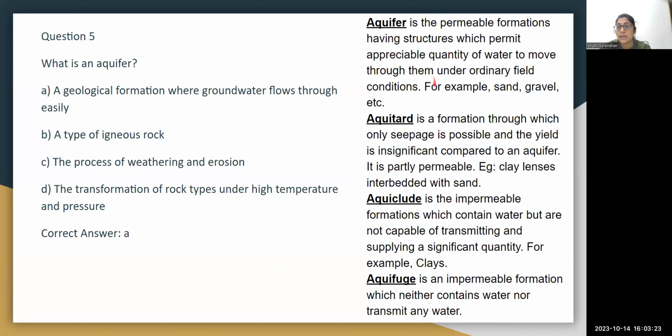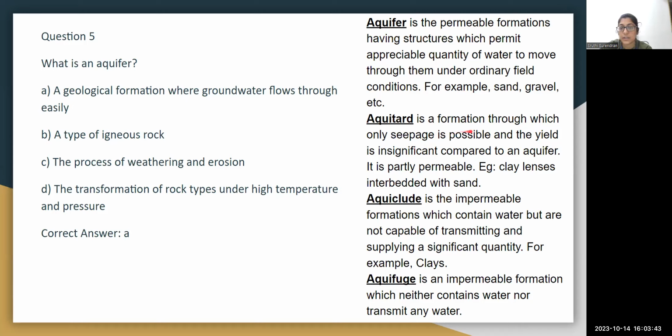Aquifer is the geological formation that helps in storing as well as transmitting water. And what is the example for aquifer? It is sand, gravel, etc. Aquitard, on the other hand, is a geological formation that can also store and transmit water, but the yield is not as significant as that of an aquifer.